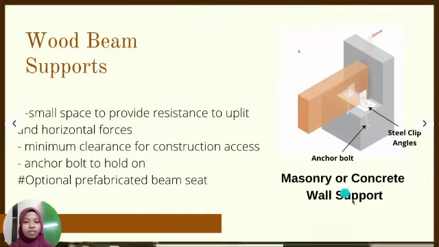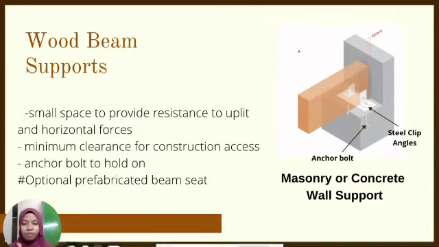The first one is the masonry or concrete wall support. Okay, this is the picture of it. This is the timber beam, and this is the masonry or concrete wall. As you can see, steel clip angles are attached to the beams and the wall to hold it on, and there's also an anchor bolt to attach to the steel clip angles that are attached to the beam. So it's like a double attachment, so it's very well supported.